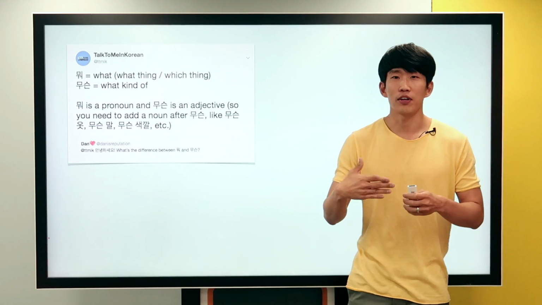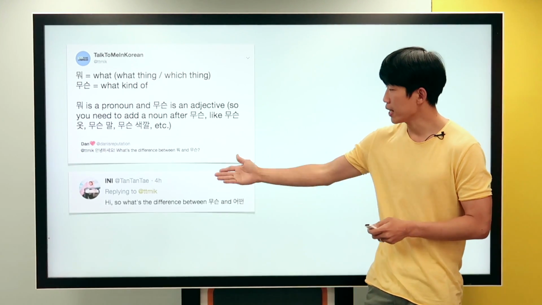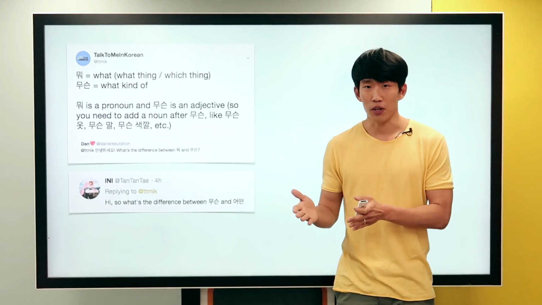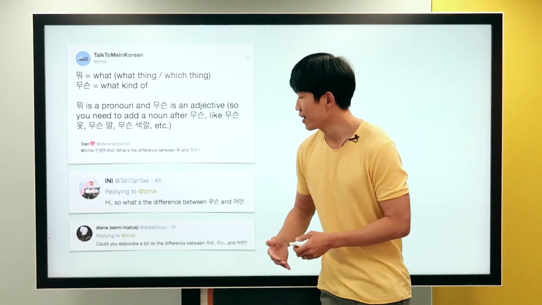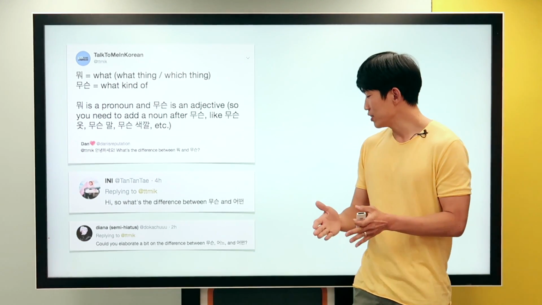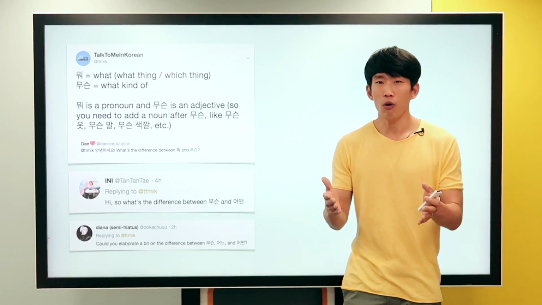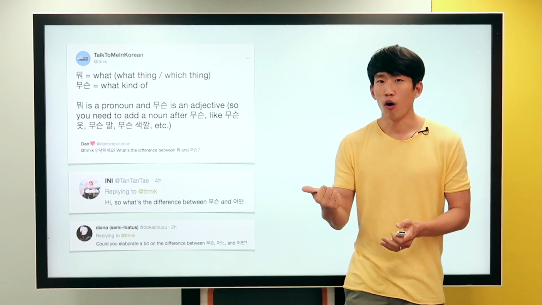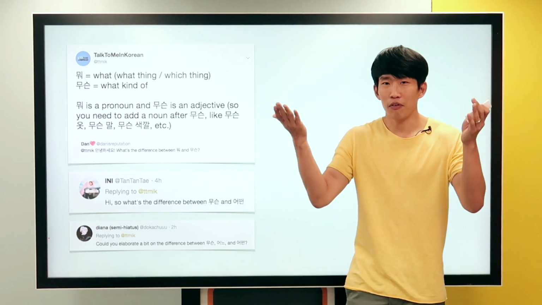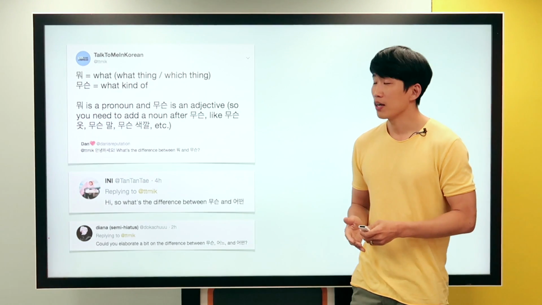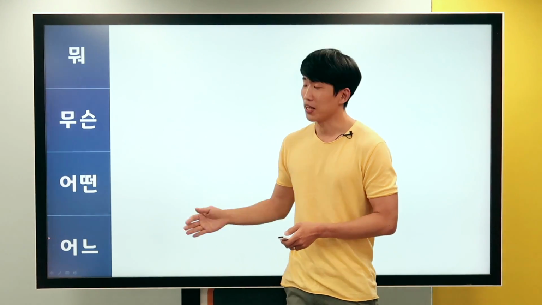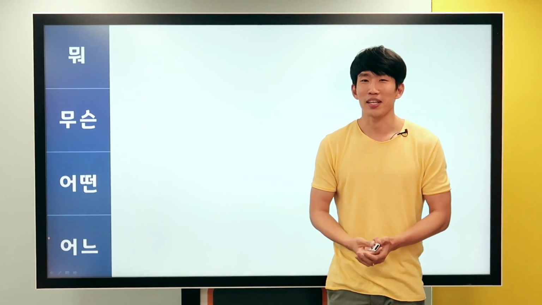And then we got another question, a follow-up question from Ini, asking, okay, so what is the difference between 무슨 and another word, which is 어떤? And Diana also asked, could you elaborate a bit on the difference between 무슨, 어느, and 어떤? So we have 4 words that have been mentioned here, 뭐, 무슨, 어느, and 어떤. So we decided, why not cover all 4 of them? Why not discover how they are, well, different. So, 뭐, 무슨, 어떤, and 어느 are what we're going to be talking about in this video.